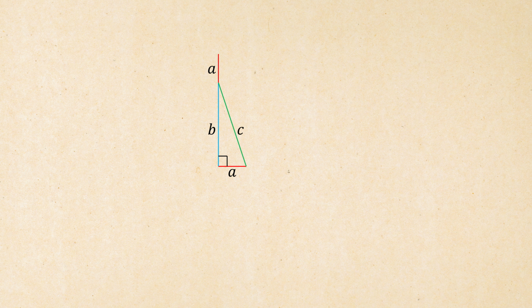Next, we draw in the side of length B at a 90-degree angle, and since we have two sides and the angle between them matching the first triangle, the side angle side theorem tells us that the final side of the second triangle must also have length equal to C.